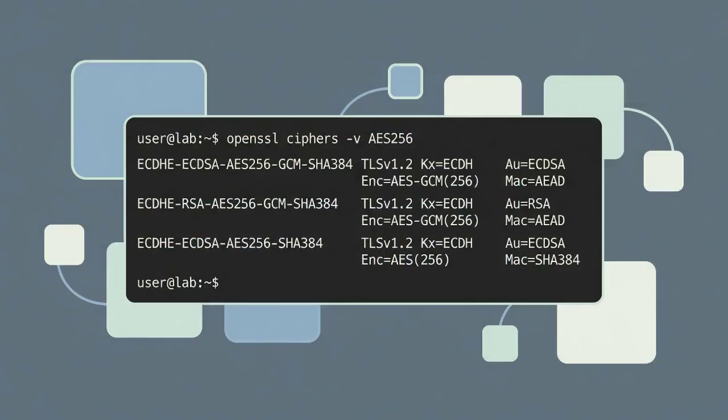You can also narrow by bulk cipher. openssl ciphers -v AES-256 lists only suites that use 256-bit AES in some form, ignoring weaker 128-bit suites and ChaCha20 variants. Combining keywords like ECDHE+AES-256 lets you drop weak key exchanges and weak symmetric ciphers in one pass.